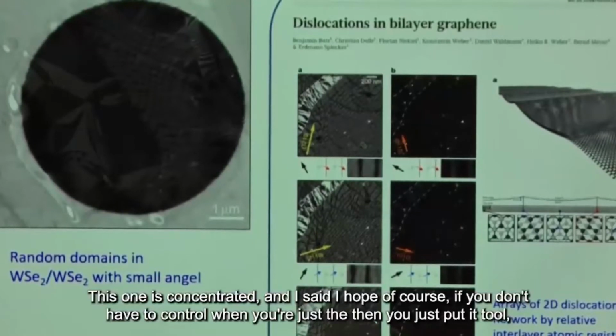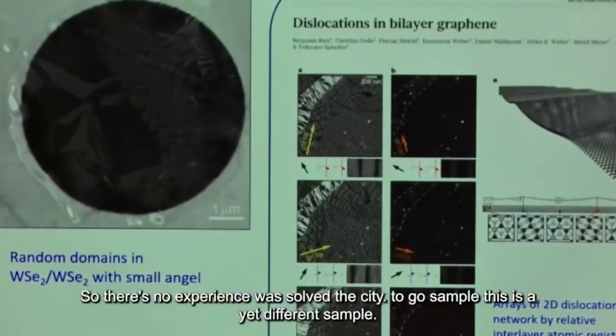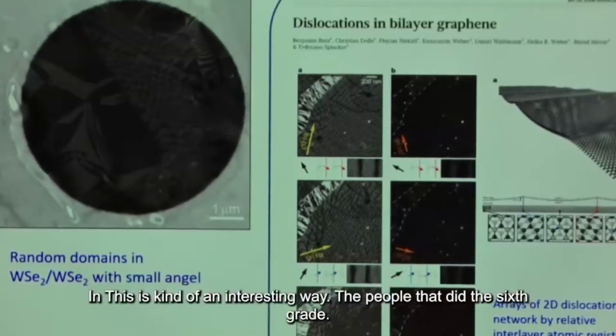But it turns out, in fact, it doesn't have to be even just the stacked system. As I mentioned, Paul McEuen's original experiment was on the CVD grown sample. And this is a yet different sample. This one is a different way of producing the bilayer graphene onto the silicon carbide. And people have reported those kinds of structures everywhere in this system, right? In fact, this is an interesting way.